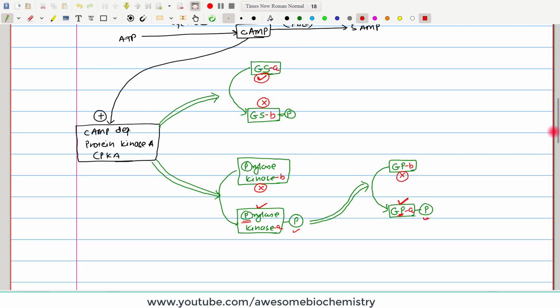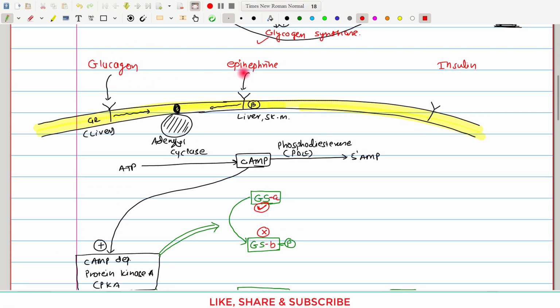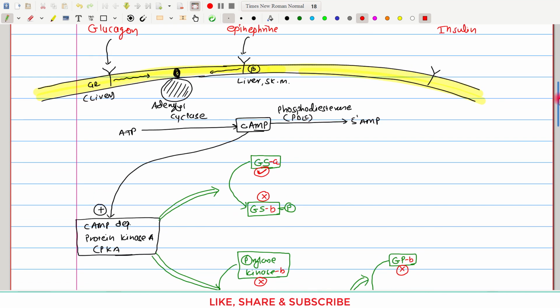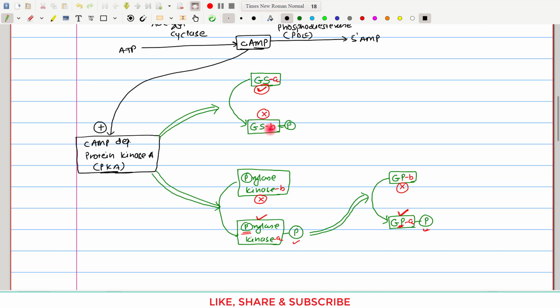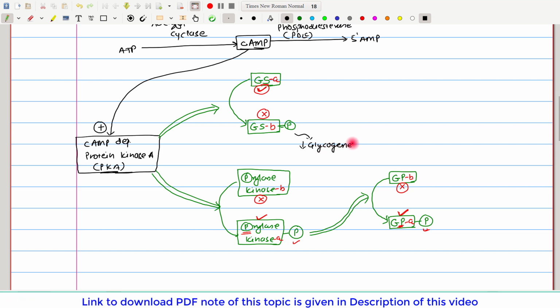So now let's try to understand the final effect of glucagon and epinephrine. Whenever glucagon and epinephrine are present, they will lead to increased cyclic AMP, they will lead to activation of this protein kinase A, and by that, glycogen synthase is getting deactivated. That means there will be decreased glycogenesis. And glycogen phosphorylase is becoming active. So that means there will be increased glycogenolysis. Now all these three enzymes can get dephosphorylated by one common enzyme.